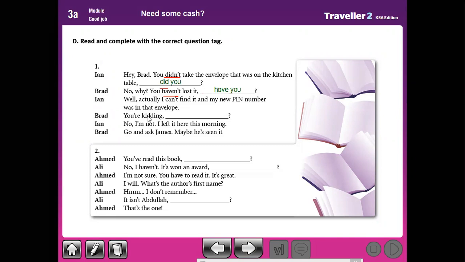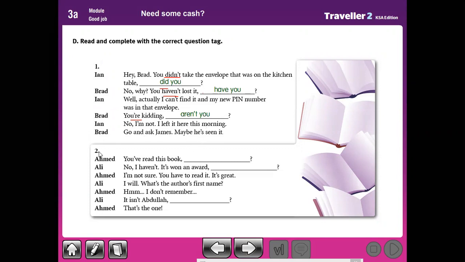Here, you're kidding. Pay attention to this contraction. This is the short form of are. You are kidding. So we use are, and the statement is affirmative. We use a negative question tag. So are changes into aren't. No, I am not. I left it here this morning. Go and ask James. Maybe he's seen it.